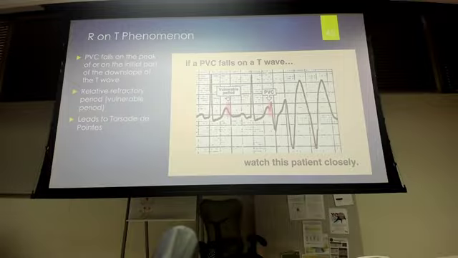And if that occurs, it can push these patients into VTAC, but it can also push them into a torsades. So it could be a fatal arrhythmia if their body's not able to pull them out of it.